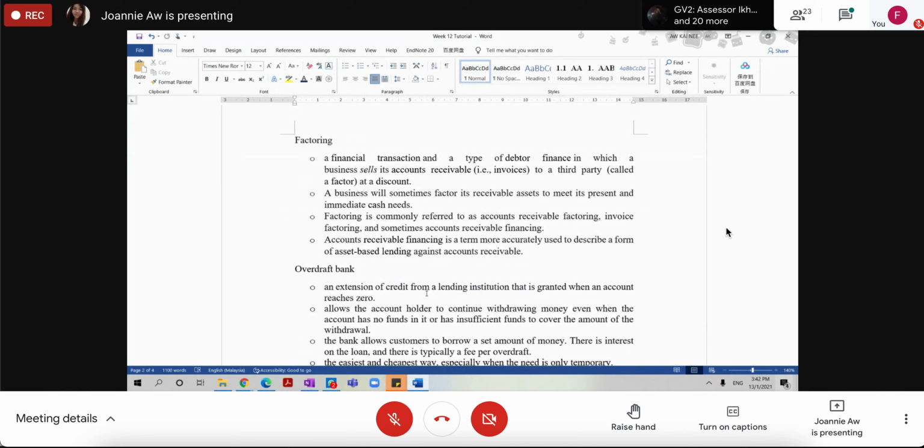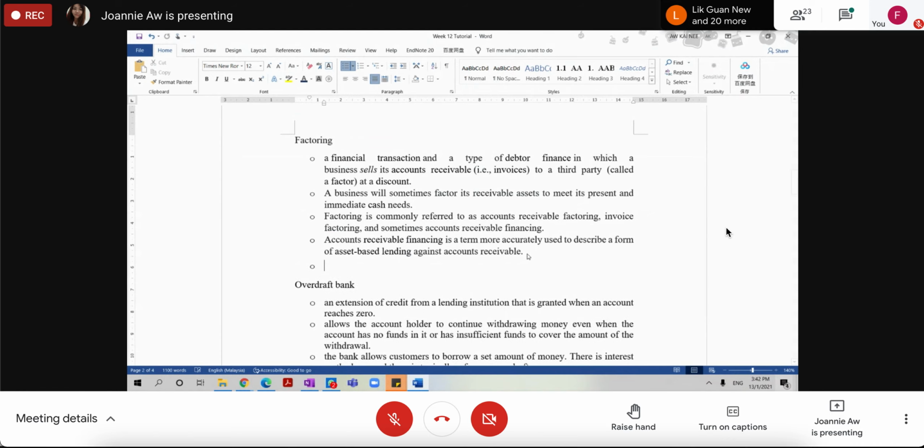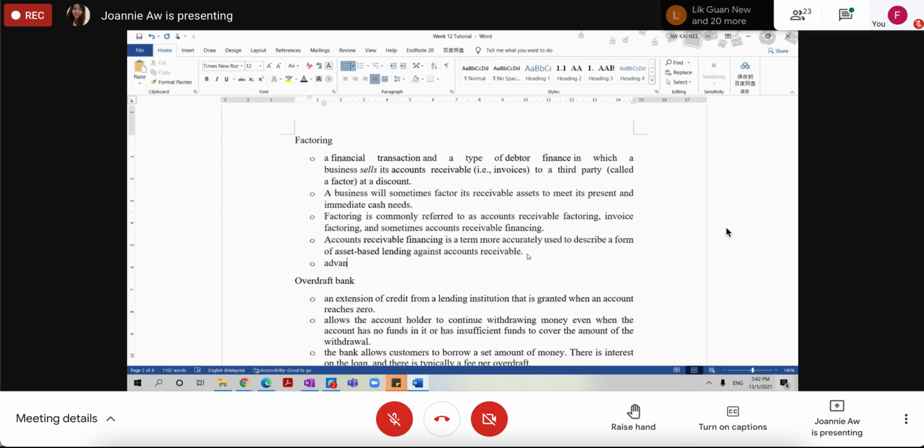So this factoring is actually a financial transaction that sells the accounts receivable, such as the invoice, to a third party at a discount. And then the advantage of the factoring, the prices are usually competitive. How to say? Wait.